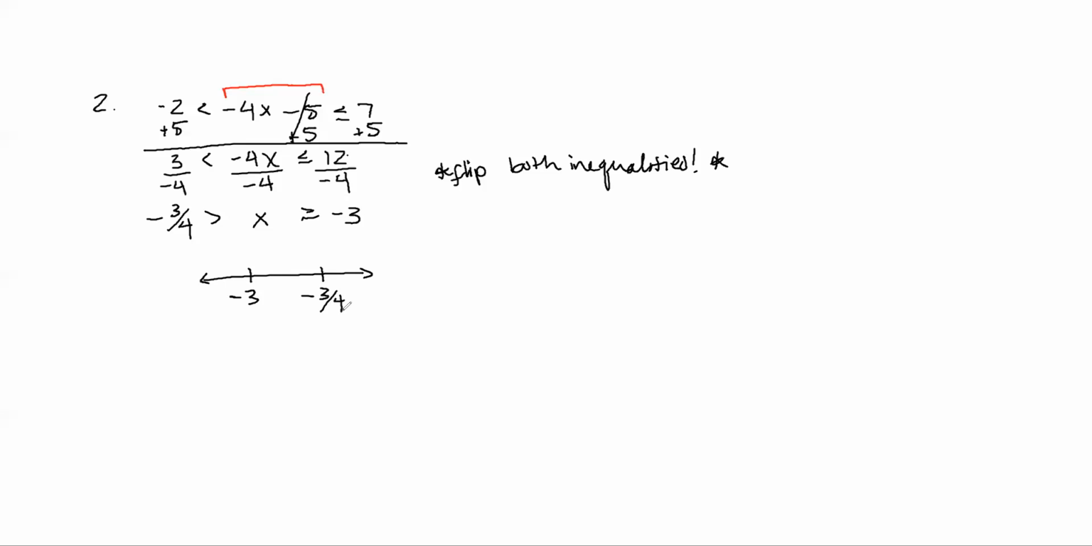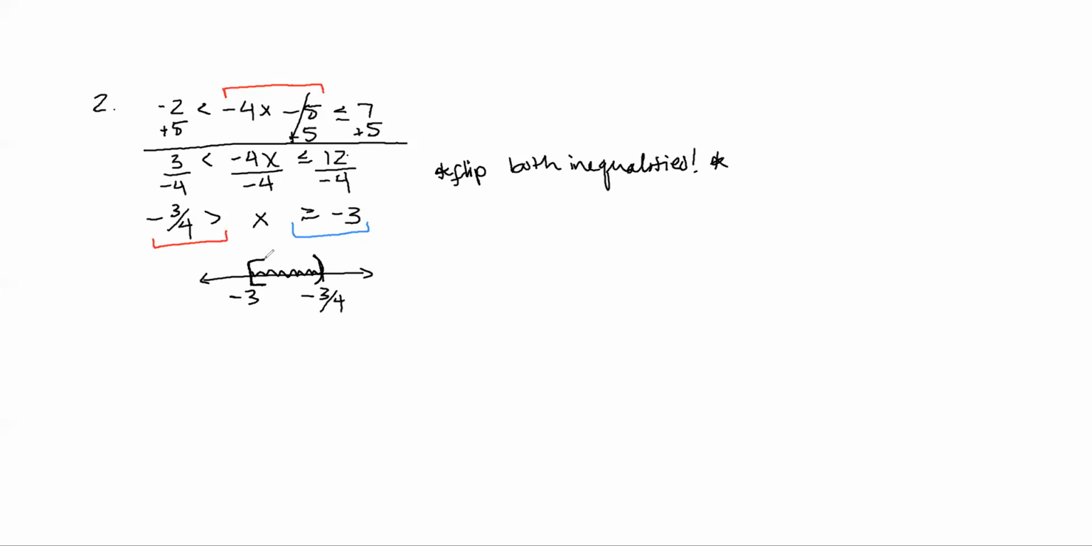We know we're going to shade in between, so I'll do that. And then the only other thing here to do is figure out which one has a bracket, which one's a parenthesis. If we look at our two parts here, the -3/4 is next to the greater than symbol. And so that one gets a parenthesis. And the -3 is next to the greater than or equal to, so that's going to get a bracket.